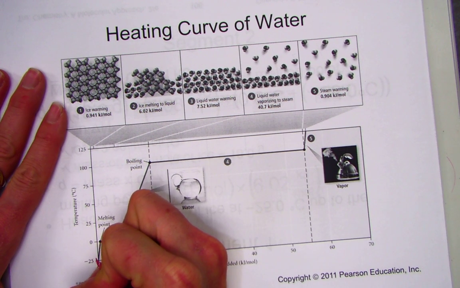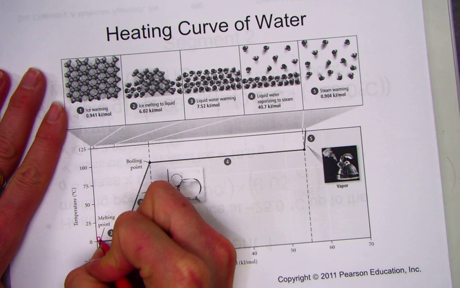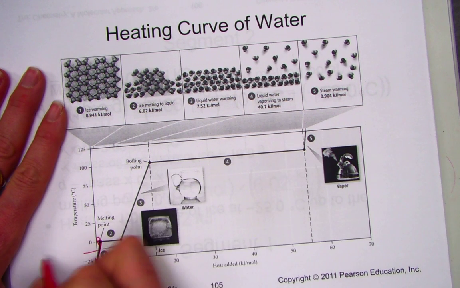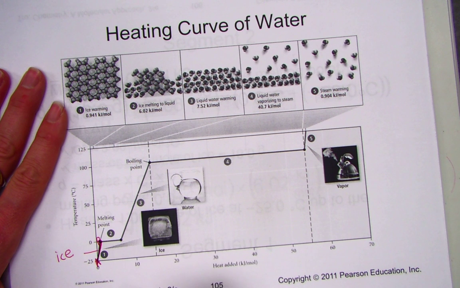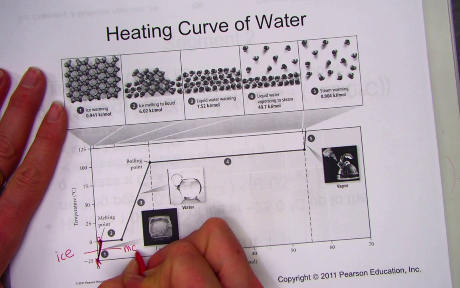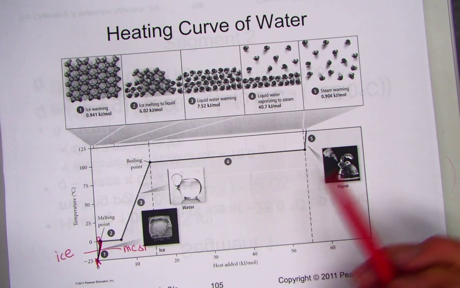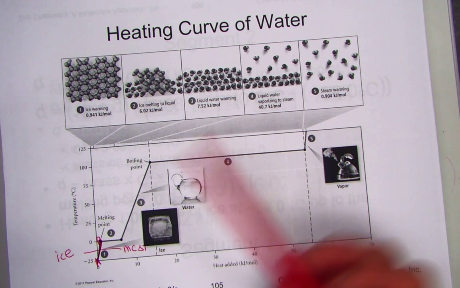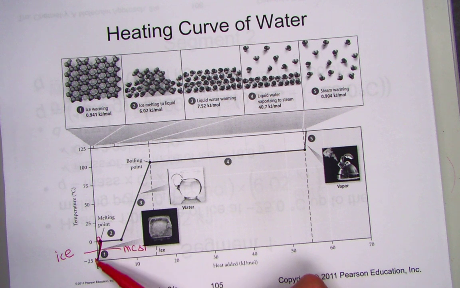From point A to point B, I'm definitely seeing an increase in temperature, and this would represent solid ice. When I'm looking at changing temperature, we know that MC delta T is the heat that we can calculate. From point 1 to 2, or point A to B, whatever you want to use for the dots on the graph, we're looking at an MC delta T problem for ice.